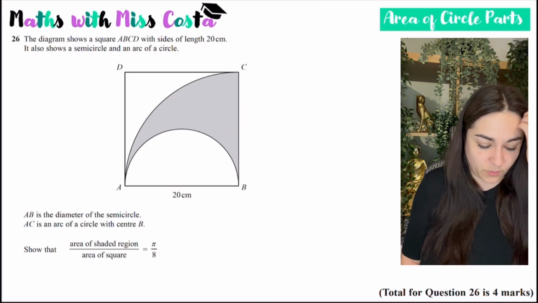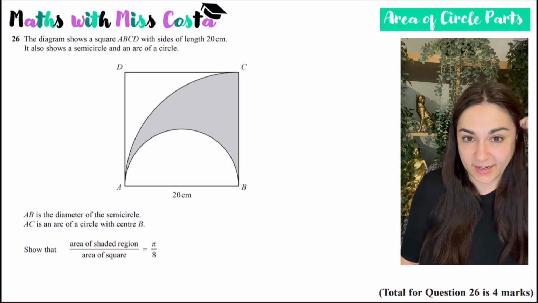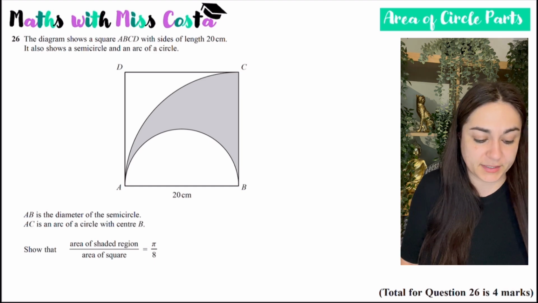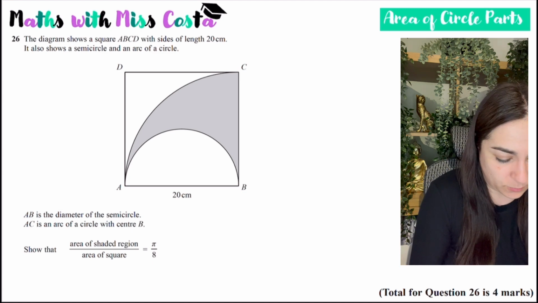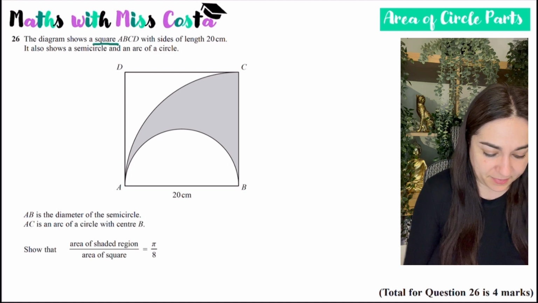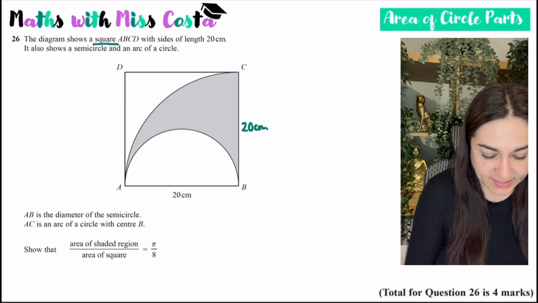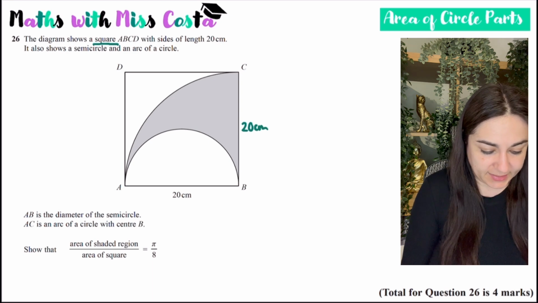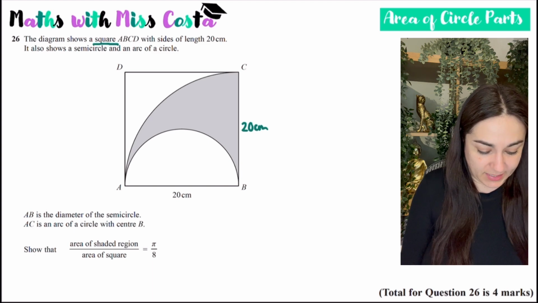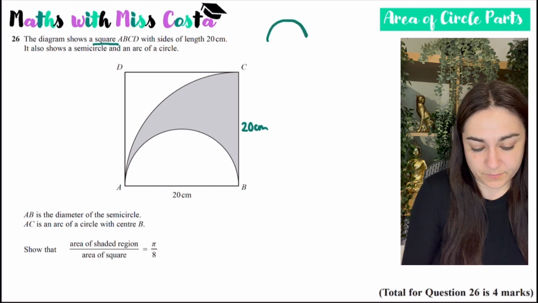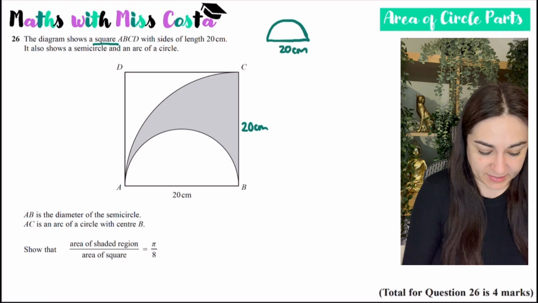Okay, next I've got quite a tricky question involving circle parts. So I'm told the diagram shows a square ABCD. It's a square, that's important because it means that all of the sides are going to be the same length. So this is going to be 20 as well. It also shows a semicircle and an arc of a circle. I'm told that AB is the diameter of the semicircle. So I know the diameter of the semicircle is 20 centimeters.